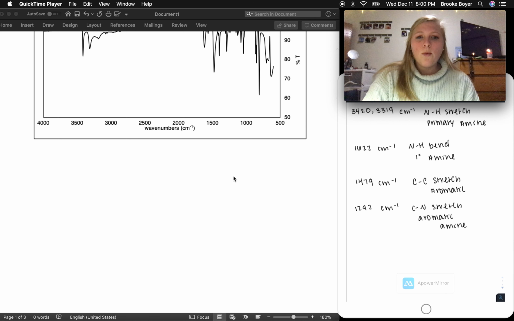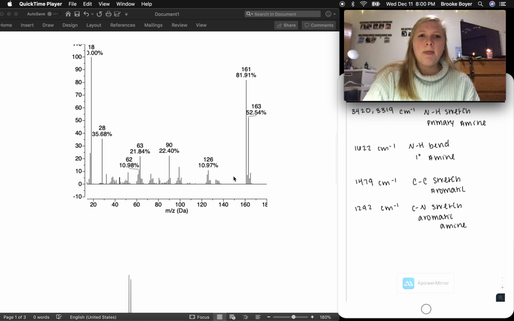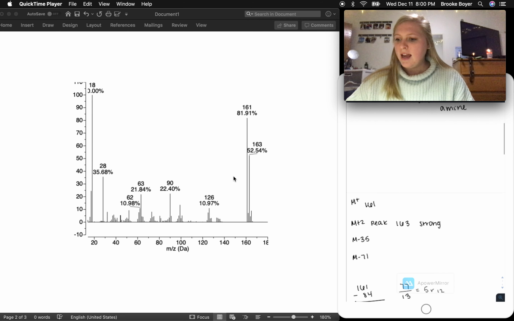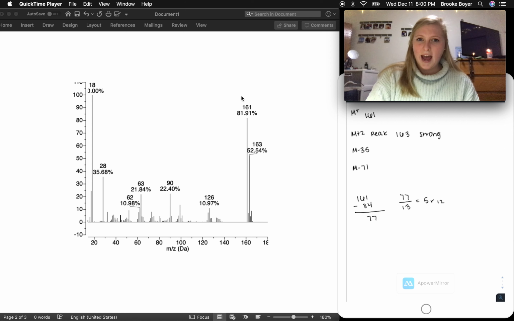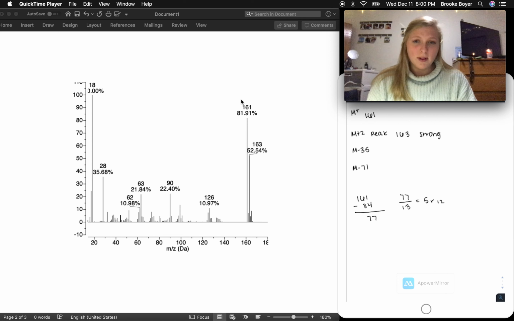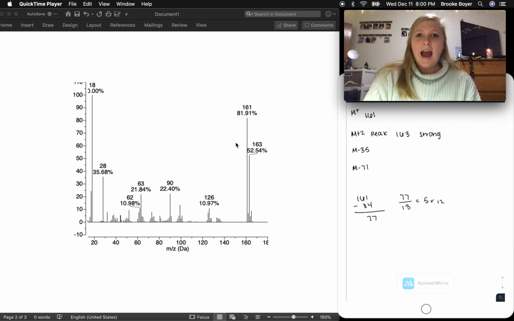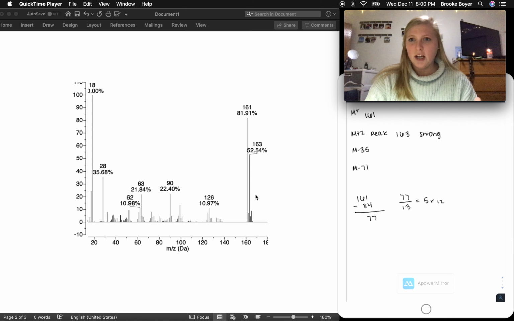So from here, we are going to look at the mass spec. And on the mass spec, the first thing is to look at our M+ ion peak, which is at 161. That's going to tell us our molecular weight, and the other thing to note is that we have an M+2 peak at 163, and it's about a 3-to-2 ratio. So this type of ratio tells me that there's going to be 2 chlorines.